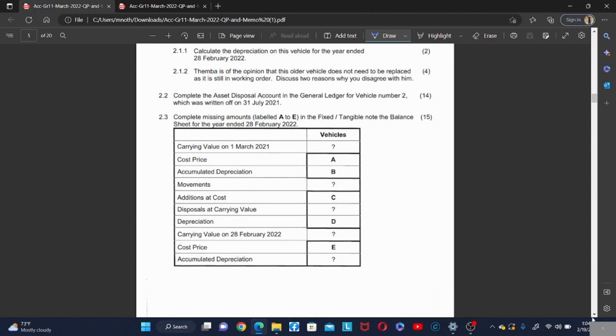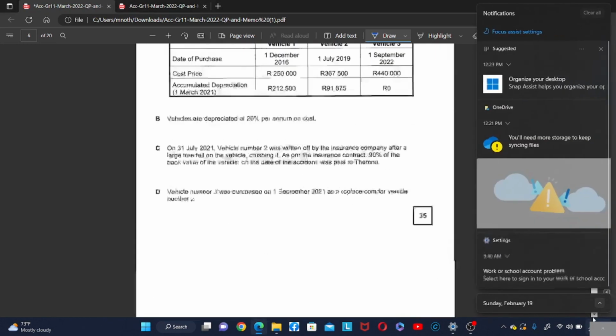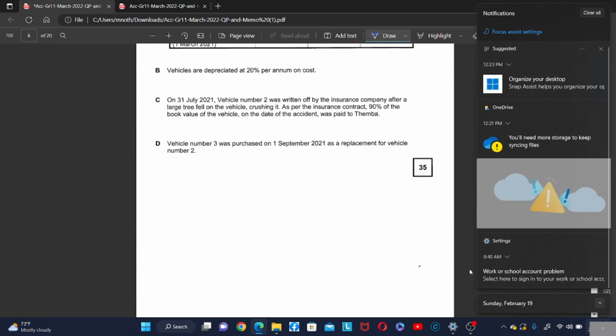Complete the asset disposal account in the general ledger for vehicle number 2, which was written off on 31 August 2021. We are told that the year ends on 28 February 2022. So let's go to the transactions.